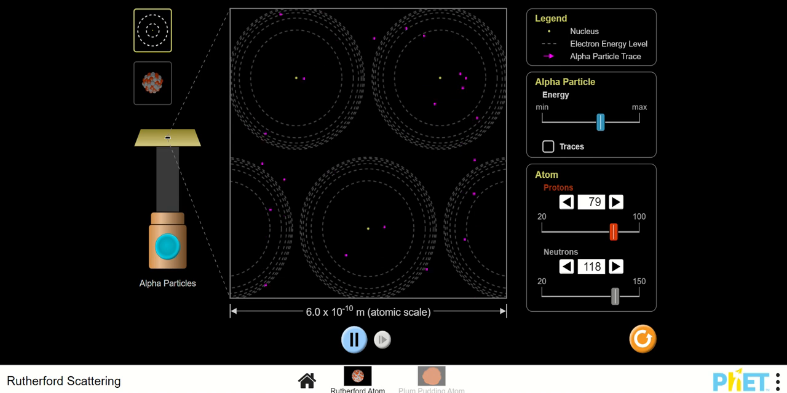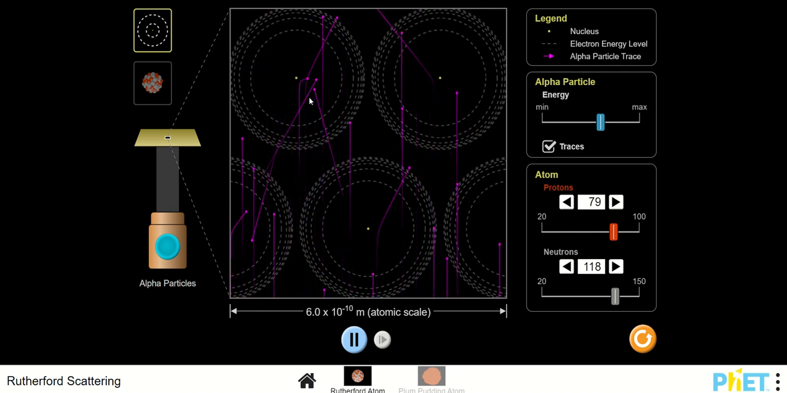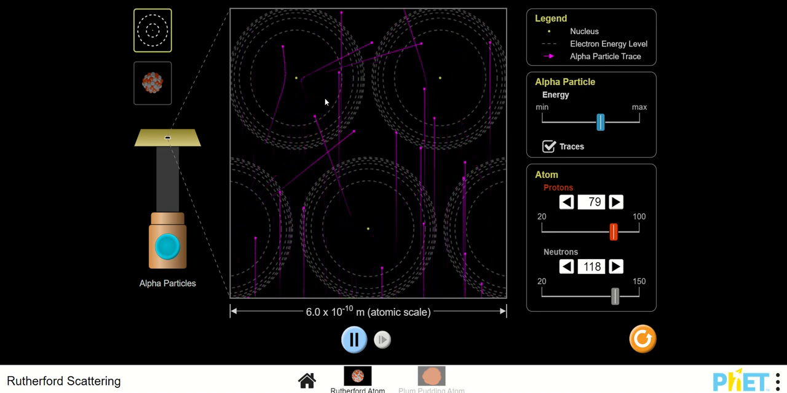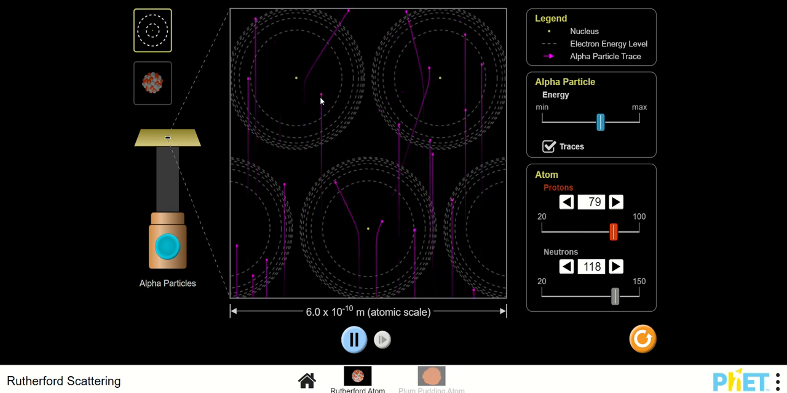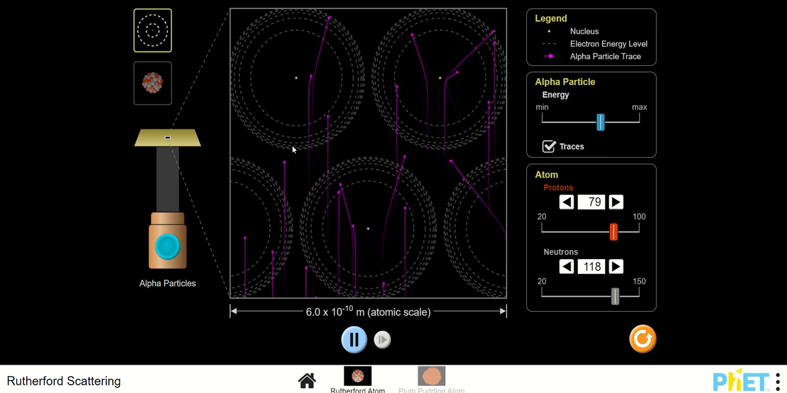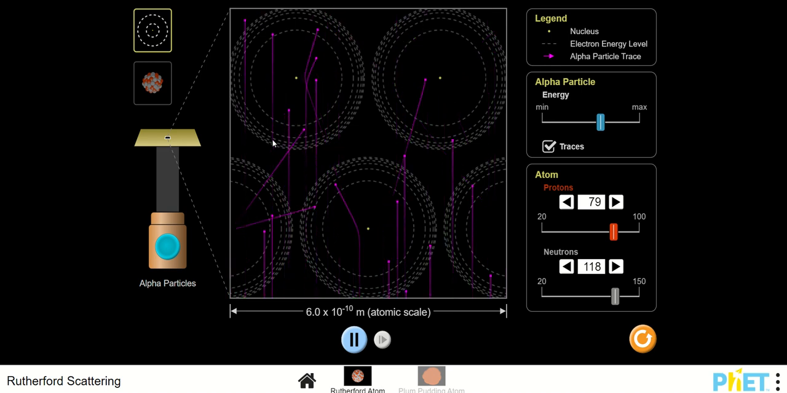And they would hit a screen at the back of this that would light up, indicating that most of these alpha particles would go right through this thin piece of gold foil. But what you can see is that some of them get deflected. And when I actually click the traces, you can see that some of them are kind of bouncing in a different direction. Now, the reason this is happening is because these alpha particles have a positive charge and they're being repelled or deflected by something.